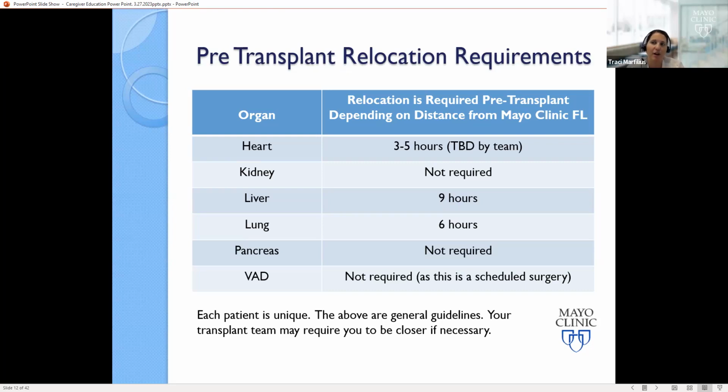Now, sometimes patients are able to come and stay locally by themselves. They're relatively okay. Sometimes the team may say your condition, your health is too deteriorated, you need to have a caregiver stay with you. If you do come by yourself, just know that you may be asked to have a caregiver come in down the line as well, and that's okay. Now the team can ask you to be closer if necessary. So sometimes I may live within these guidelines, but something is going on. The team can ask me to stay closer so they can keep a better eye on me, and that's okay too.